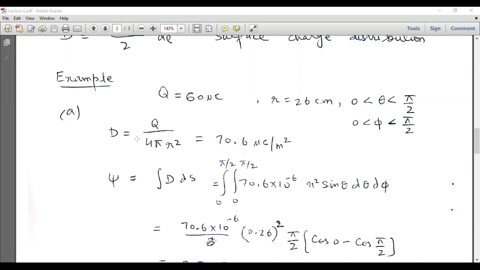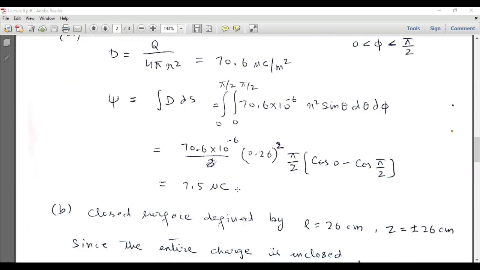So let's first calculate the total flux, and the total flux is equal to D dot dS, right? And D is equal to Q over 4 pi r square, right? So this is Q, and this is 4 pi r square. So this is the electric flux density. Now we have to find out the flux leaving out this spherical surface. So this will be equal to D multiplied by dS, and the dS is equal to r square sine theta d theta d phi, which is a spherical surface, and we know all the quantities. So we just have to evaluate the surface integration, and then we will get our answer.